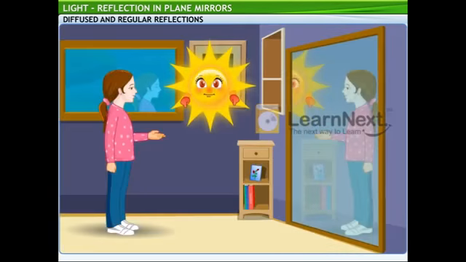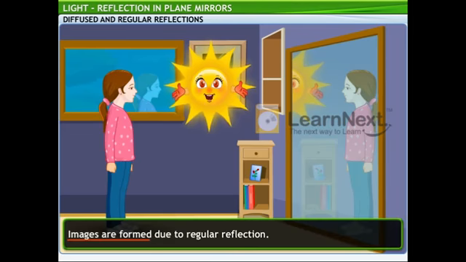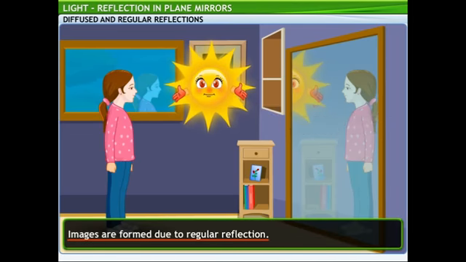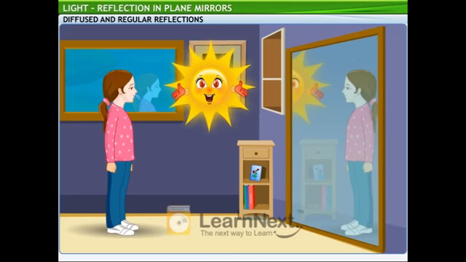Are you saying that images are not formed on irregular surfaces? That's correct. Images are formed due to regular reflections. Therefore, you are able to see your image in the window pane and the mirror, but not on the wall.